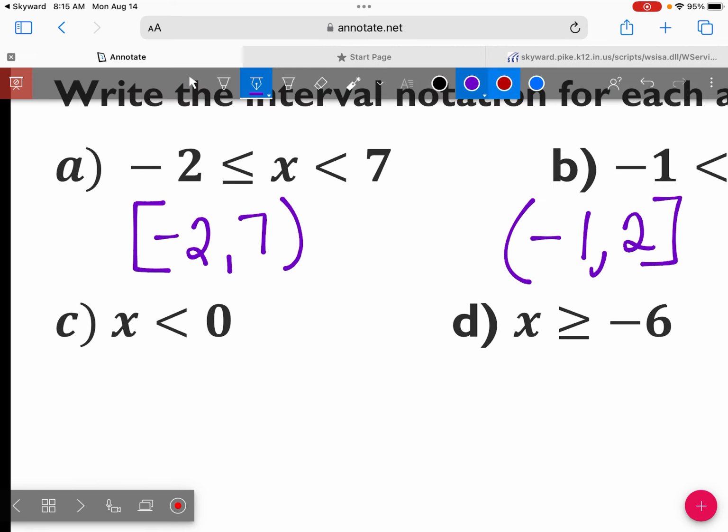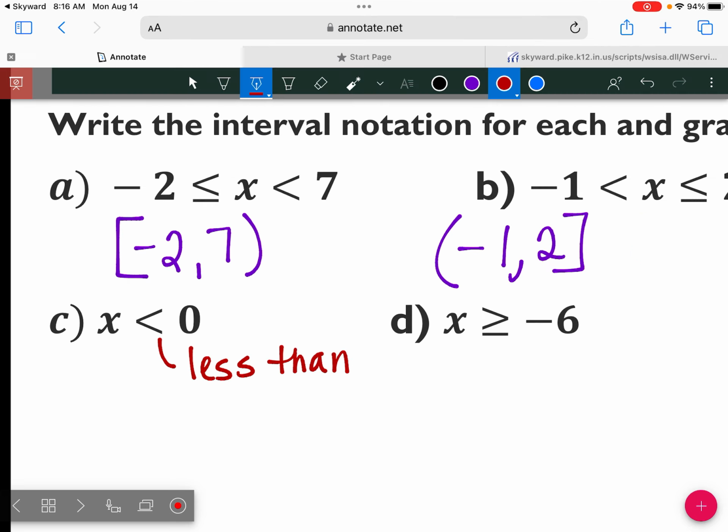All right, for question C, this says less than. So because it's less than, that means it's coming from negative infinity. So negative infinity is the smallest number in the world. So it would go negative infinity to 0. Infinity always gets a parentheses, and because the 0 is not equal to, it's also going to get a parentheses. So this is what your interval should look like.